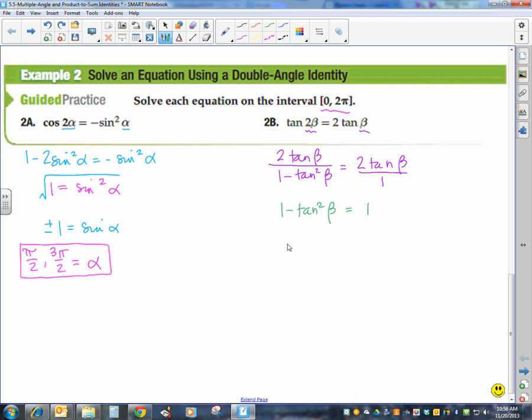I'm going to subtract 1 and have negative tangent squared beta equals 0, which of course means the tangent squared of beta equals 0. Take the square root of both sides, and the tangent of beta equals plus or minus 0, which is just 0. So beta equals, where's tangent 0? At 0 and pi.